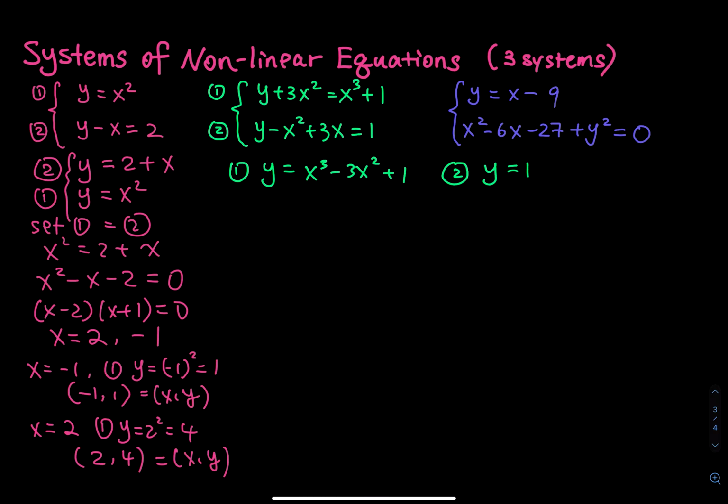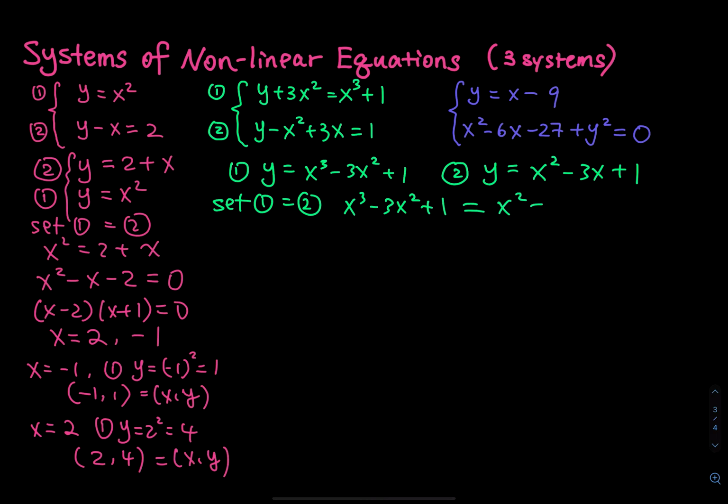You know what? Let's put the degrees in ascending order: x squared minus 3x plus 1. So you have number 1 and number 2. And then you set number 1 equal to number 2. And then that is x to the third minus 3x squared plus 1 equals x squared minus 3x plus 1. So now you have one equation with one variable.